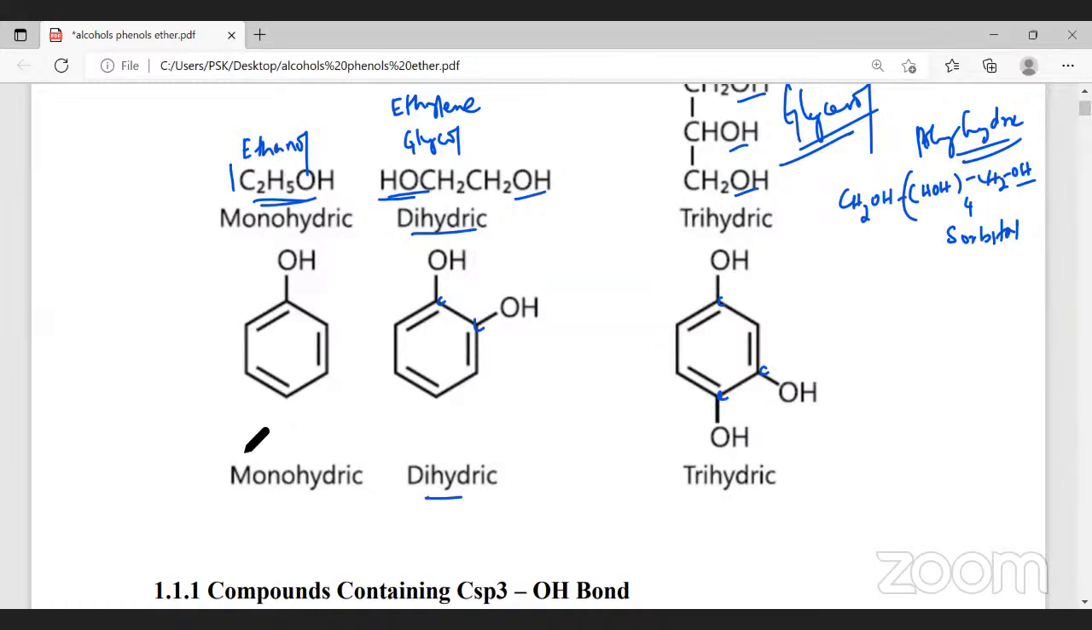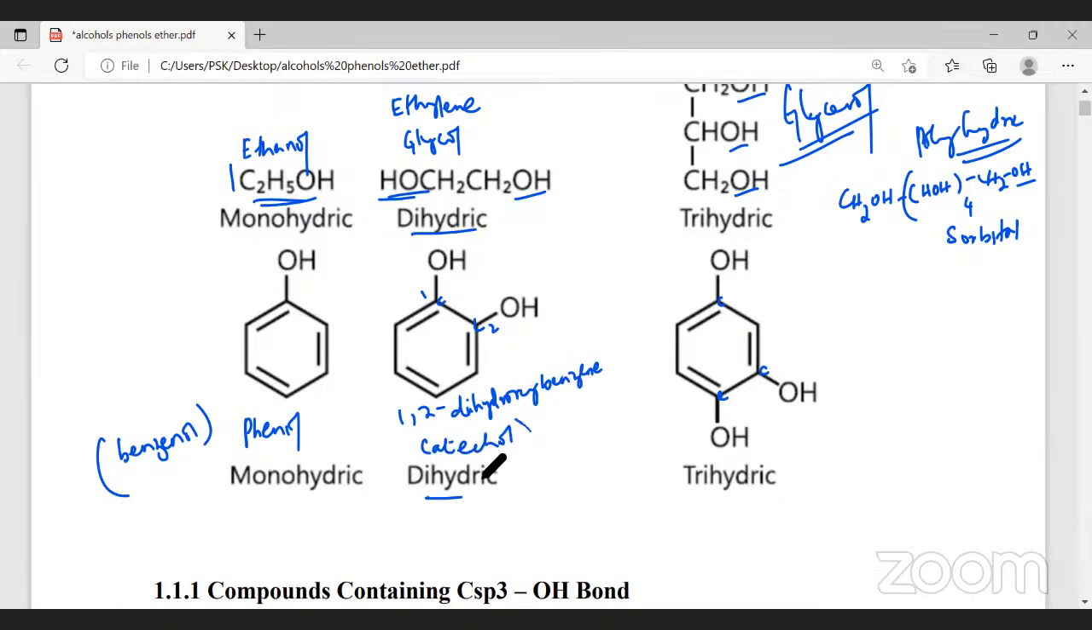Here, this is monohydric phenol. The simple name for this molecule is phenol itself. IUPAC name is also phenol, and it is also called benzenol. This is an example for a dihydric phenol, and this dihydric phenol is called 1,2-dihydroxybenzene, and this is commonly called catechol.